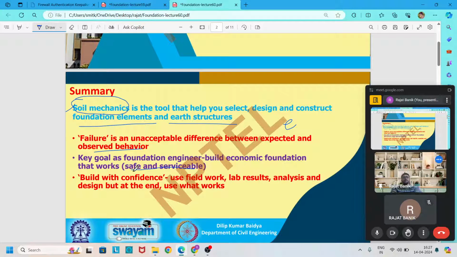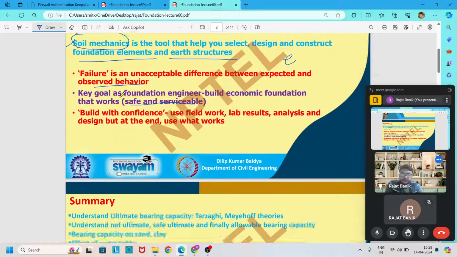That means for a safe and serviceable foundation, we go for some field work, also laboratory testing, analyze the results, and design the foundation. But it is not the whole thing. At the end, we use some expert opinion on that type of soil also.